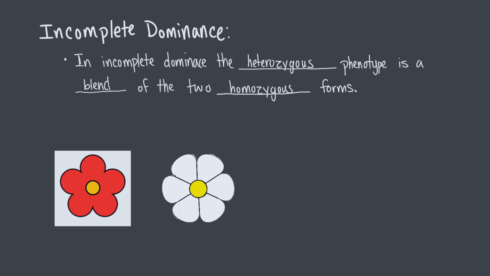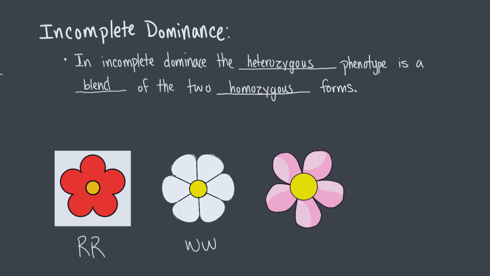So what we're seeing here is a red flower that would be homozygous in this case, so it would be big R, big R. And then we have a white flower that is also homozygous, WW, and the resulting offspring from that would be a pink flower. So the genotype would be RW, and we get a blending of those two traits. The blending of red and white is pink, so a red flower and a white flower results in a pink flower, and that is incomplete dominance when we get that blending of the traits.